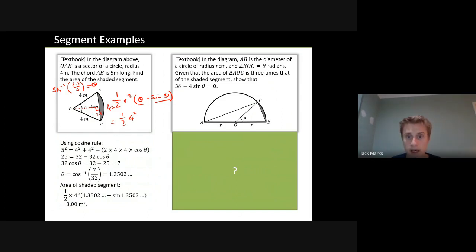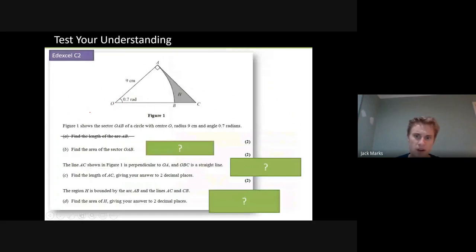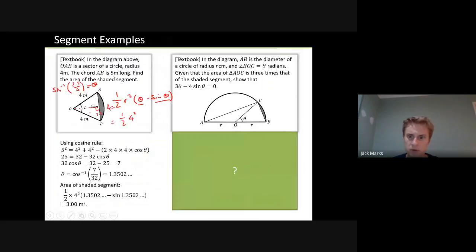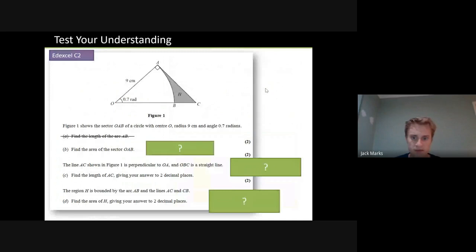Okay. What have we got? One final example here. I will come to this one later because this is actually quite a tricky example. Let's do the test your understanding first. So pause the video, have a quick go at the test your understanding.